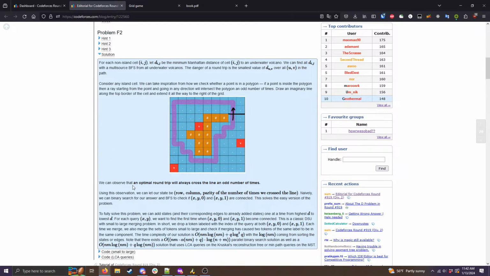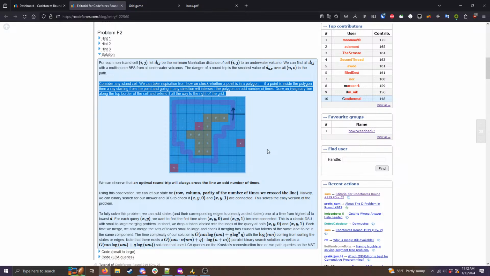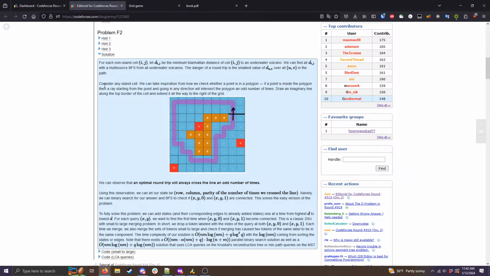Then when I look at the editorial, I would think to myself, okay, what's the first step of this problem that I didn't come up with? And the first step is realizing that we can sort of use this point and polygon trick. And so what I would try to do is I would try and condense that into a lesson that I can apply to a much broader range of problems.